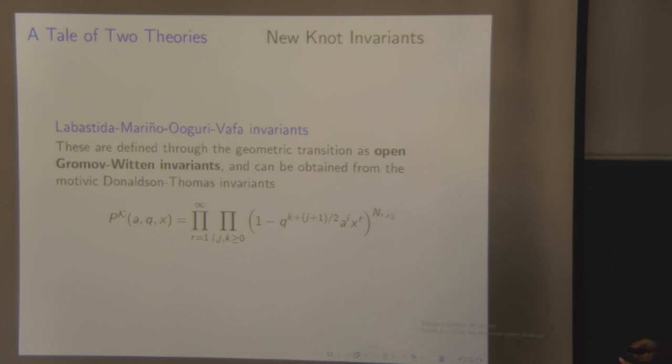Just a brief word about Labastida-Mariño-Ooguri-Vafa invariants. So another reason why the knots-quivers correspondence is important is because Donaldson-Thomas invariants are proven to be integers, whereas here it was a long-standing conjecture, and it still is for all knots, to prove that these exponents are positive integers, or essentially integers with certain weights associated to them.